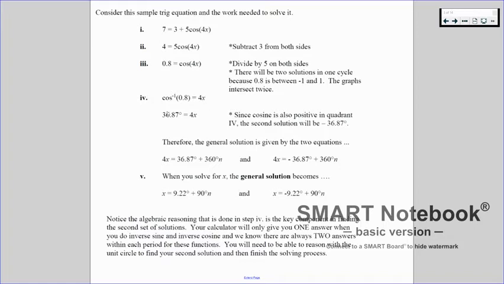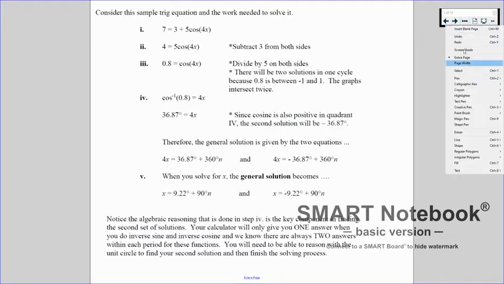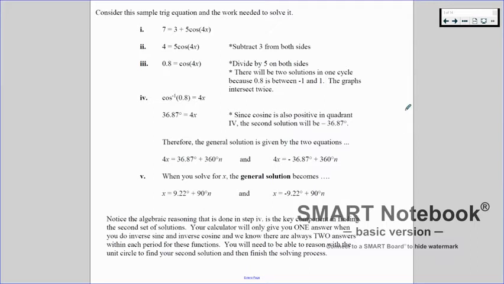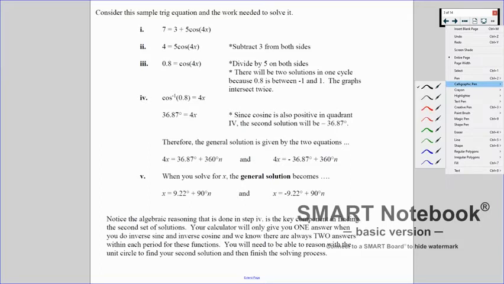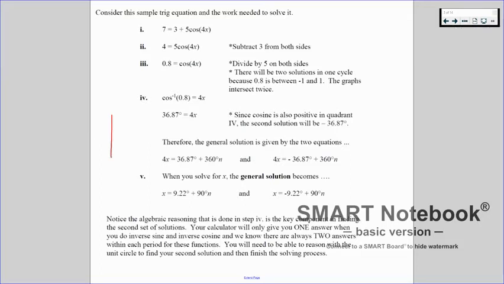When we inverse cosine, our calculator gives us one answer. But we know from our knowledge of the unit circle that when I'm talking about a cosine value of 0.8, that means I'm somewhere over here. But the cosine value, the x value, is also positive down here in the fourth quadrant. So that's why we get that answer from the calculator, but we're also going to write our second equation. And in this case, for cosine, we can just do the negative, because if I go in the negative direction, I'm going to have the same cosine, same x value.